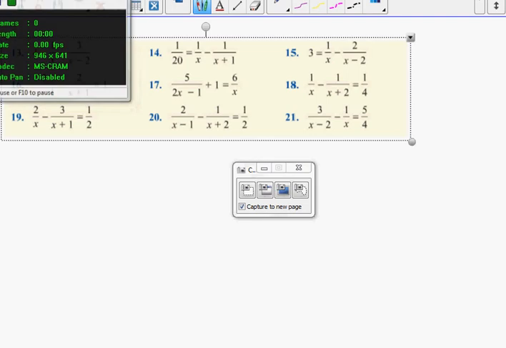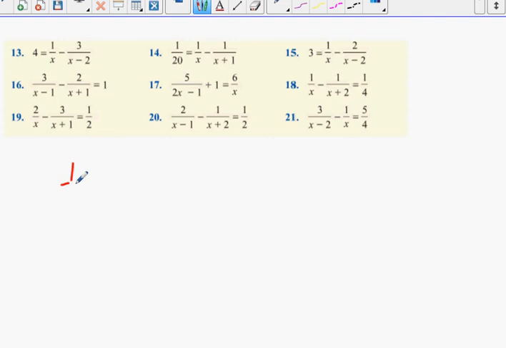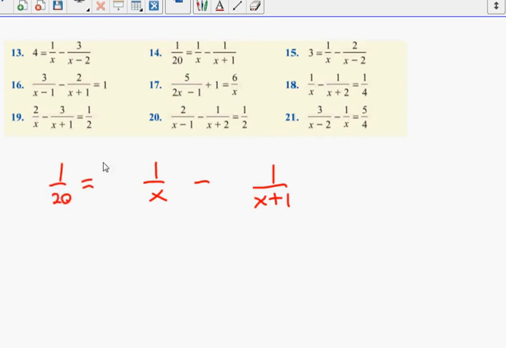Okay, guys, so this is question 14. We have 1 over 20 equals 1 over x, minus 1 over x plus 1. Any suggestions on this? Let's start off with Jack. Jack, any suggestions on what you might do there?